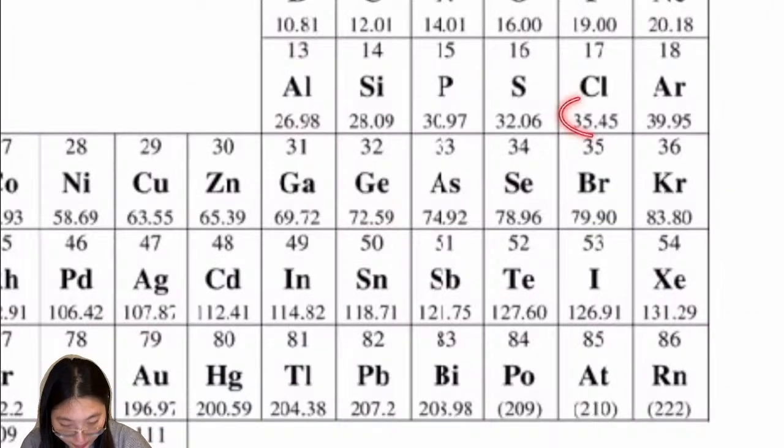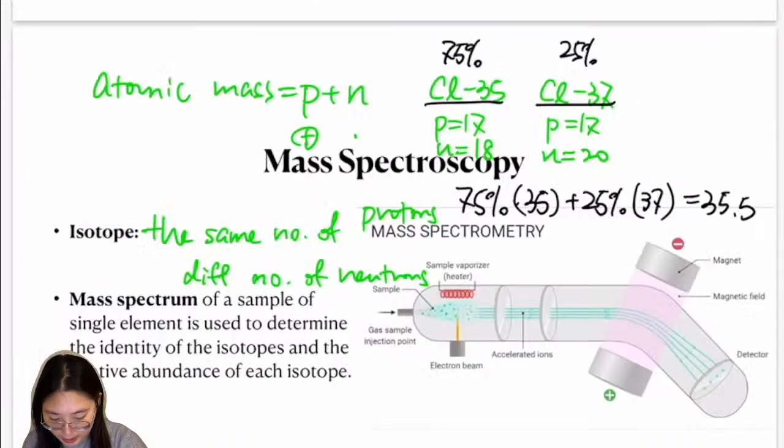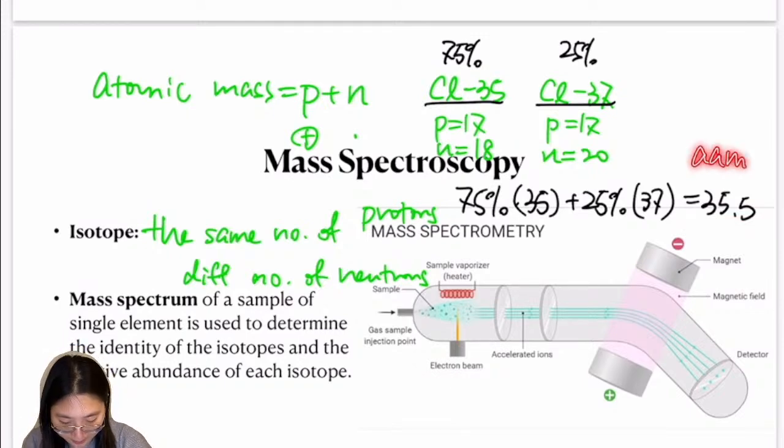So that's approximately 35.45. So it explains why chlorine has such a weird, non-whole number atomic mass, because this is the average atomic mass. We call it average atomic mass, AAM. And average atomic mass is actually the weighted mass of all of the isotopes of an element.